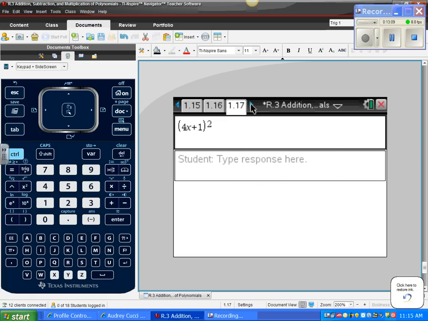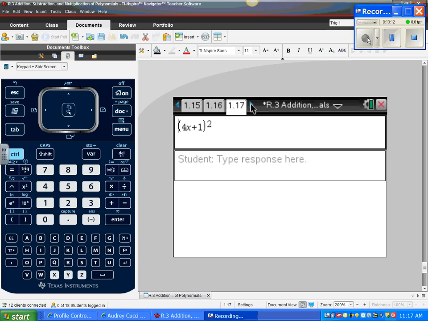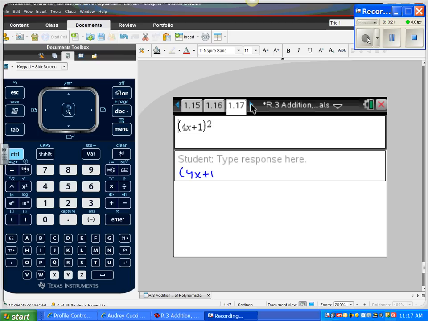Let's try another one now. All this means, this quantity squared, is that you're going to multiply it by itself. So 4x plus 1, 4x plus 1. Again, you're just going to go ahead and FOIL. 16x squared plus 4x plus 4x plus 1. Combine those like terms, and you have your trinomial.